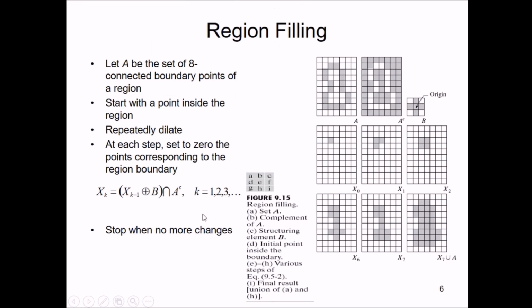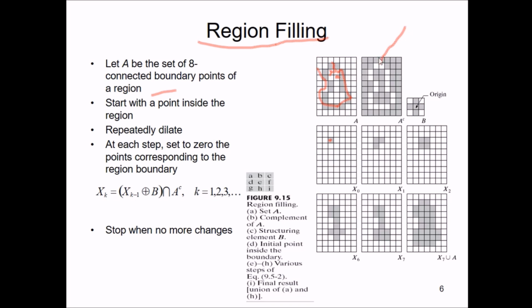So now let us come to region filling. What does region filling do? Now this is our area, and I want to fill this particular region. So how are we going to do it? Let A be the set of 8-connected boundary points of a region. Let A be like this, and we start with a point inside the region. See, this is the point which is inside it.